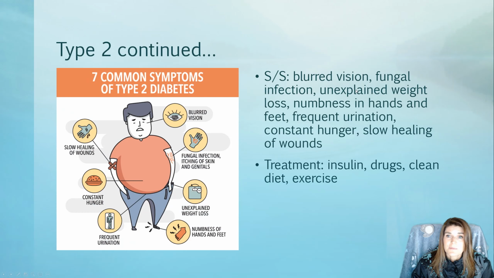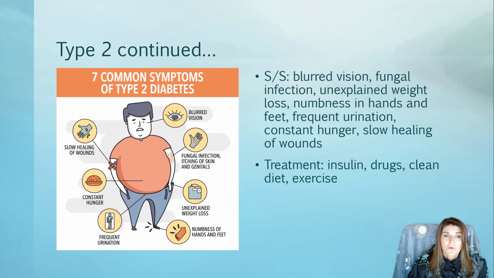Okay, signs and symptoms. I'm just going to go with the picture because I thought this was a little bit better than just reading them out here. So vision problems, they'll get some fungal infections that they're having a harder time fighting. Unexplained weight loss in some cases, numbness of hands and feet. A lot of times it's because you're just getting rid of the extra glucose because your body's like, I can't do anything with this. Frequent urination. So again, we're just trying to get rid of stuff.